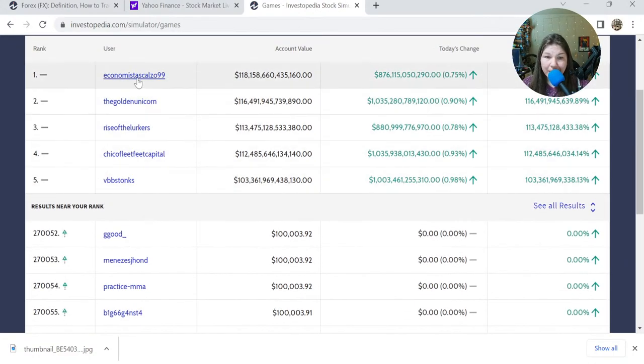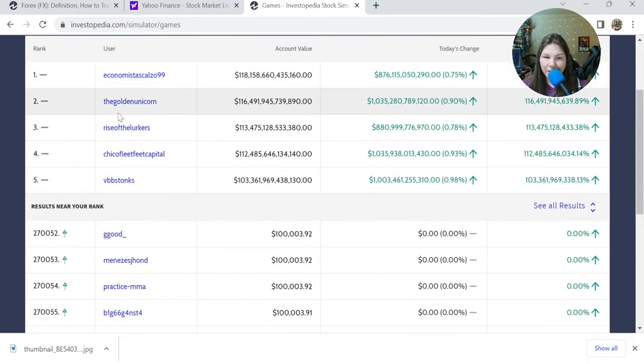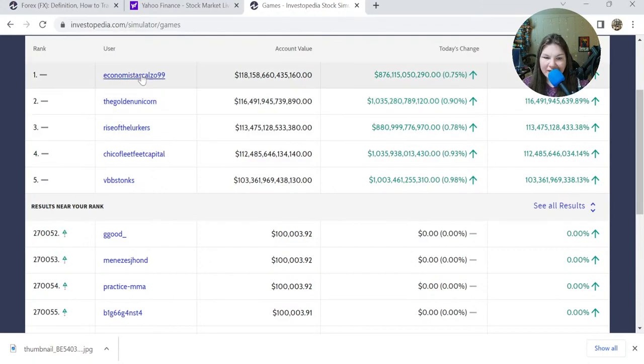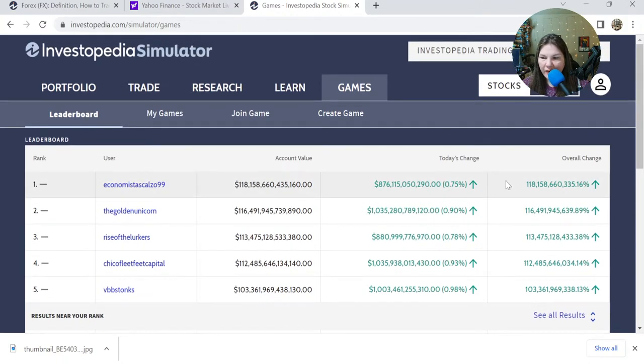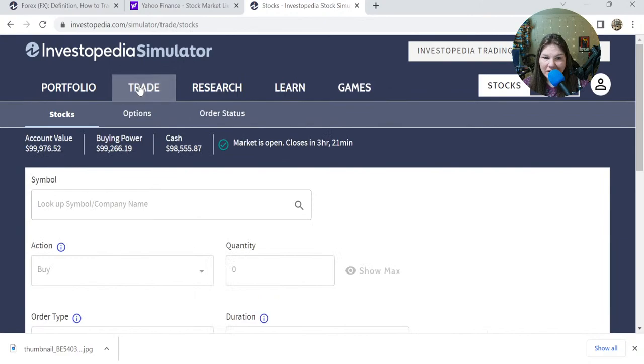This economist, Scalzo 99, they've been atop forever. The Golden Unicorn, these guys have been here forever. I wonder how long they've been playing. Look how much money they have. But anyway, it's got great games.